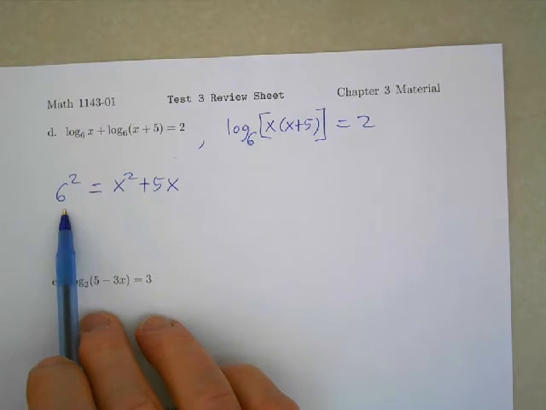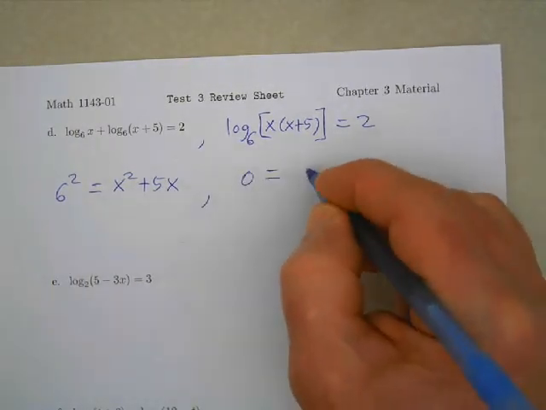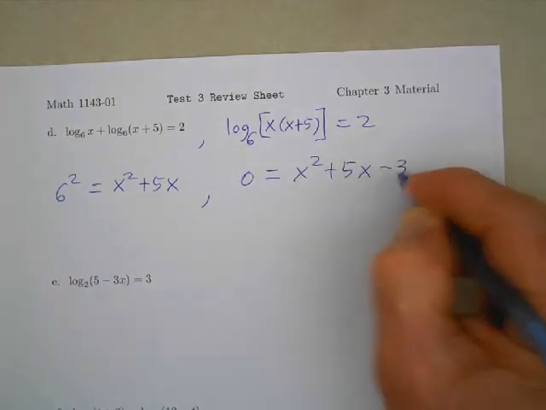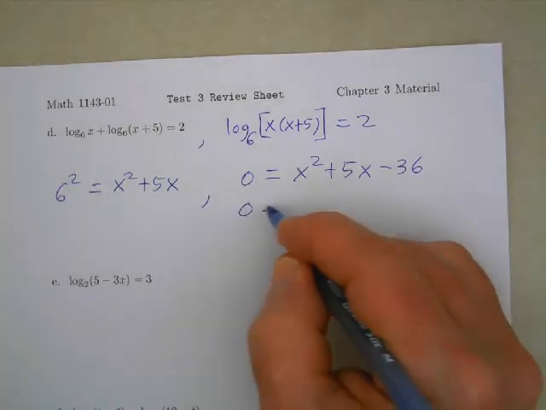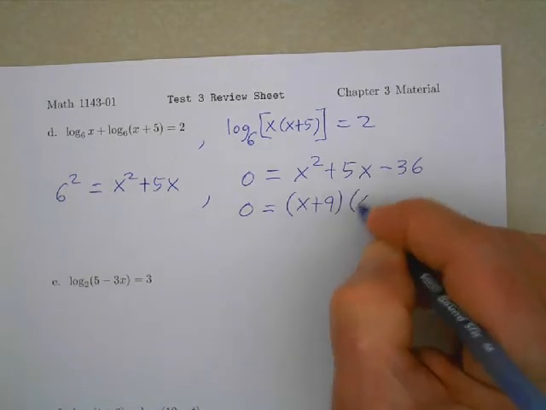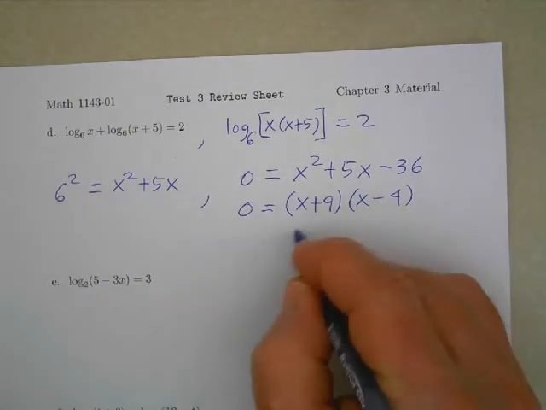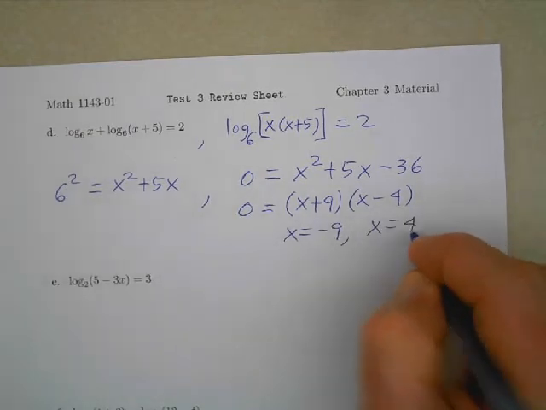And 6 squared is 36, so we'll subtract 36 from both sides. We get 0 equals x squared plus 5x minus 36. And we can solve this one by factoring also. One factor is x plus 9, and the other one is x minus 4. This quadratic equation has two solutions. One is negative 9. The other one is positive 4.